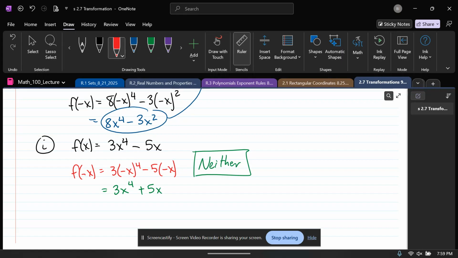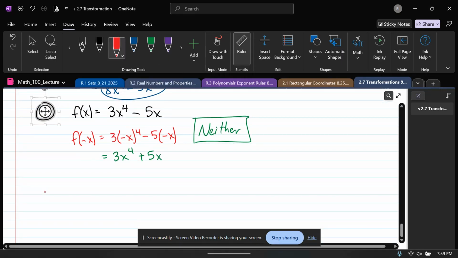A lot of functions are neither. A lot of functions are odd. A lot of functions are even.